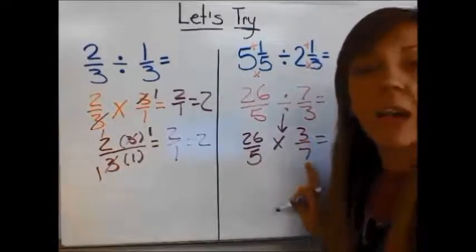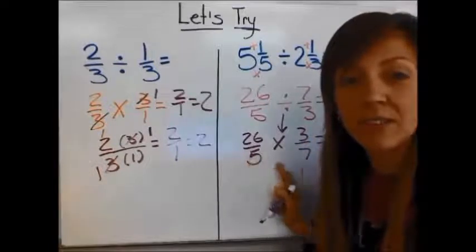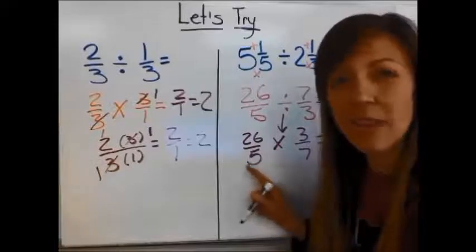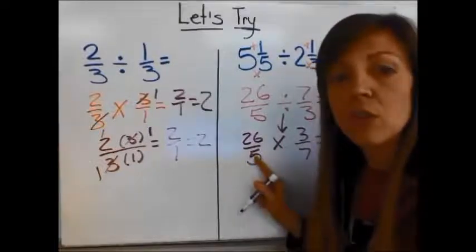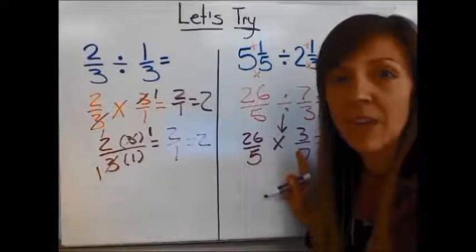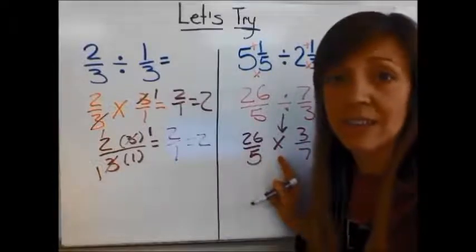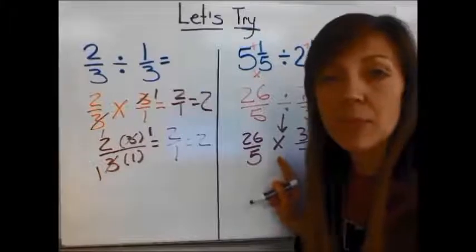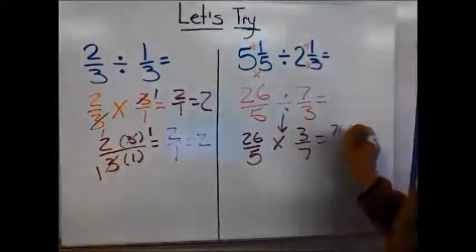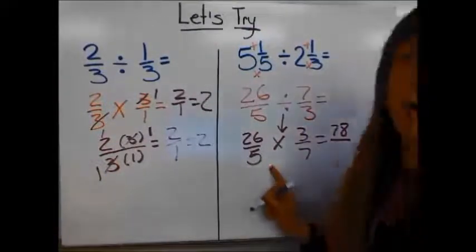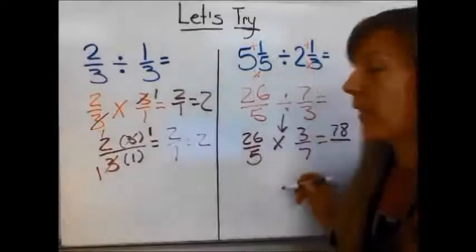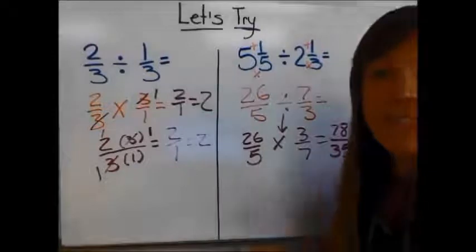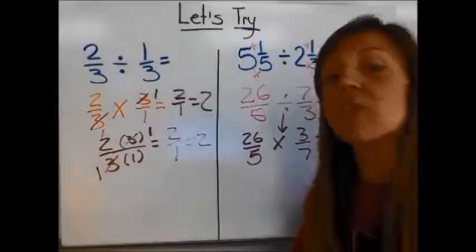3 is not a common factor with anything down here, and 26 is not a common factor with anything down here. So I can't simplify it. I just have to multiply straight across. 26 times 3. I know 25 times 3 is 75, and 1 times 3 is 3, so 75 plus 3 is 78. I know that 5 times 7 is 35. This is an improper fraction, 78/35.